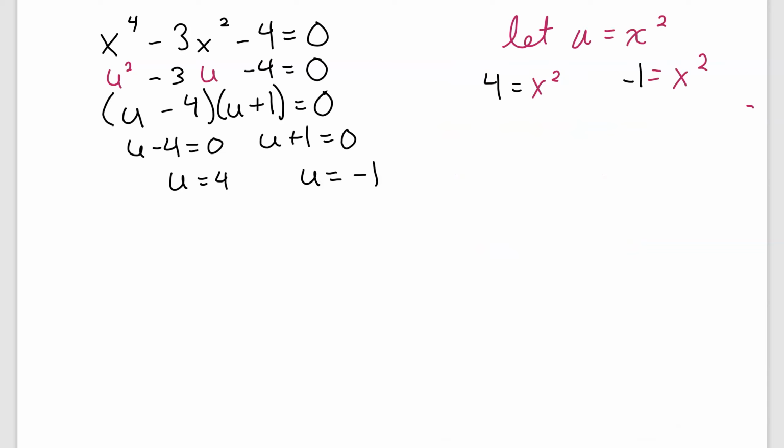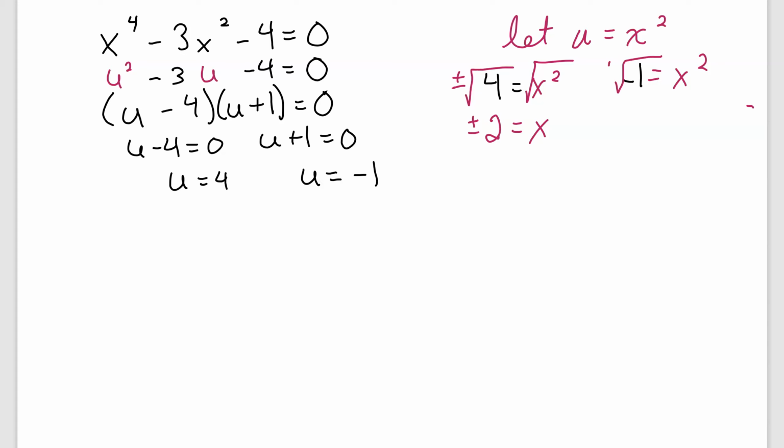Because remember, once I get here, I have to come back over and set it equal to whatever I let u equal. And so then, since this is x squared, I'm going to take the square root of both sides, remembering my positive and negative. So I get plus or minus the square root of 4, which is going to be positive negative 2. So x is equal to positive negative 2.